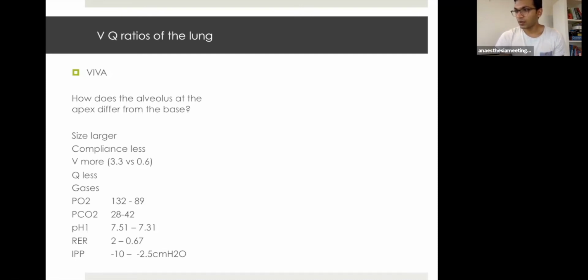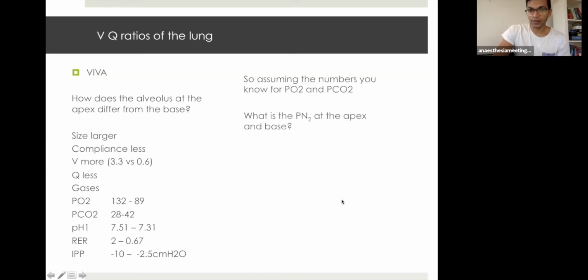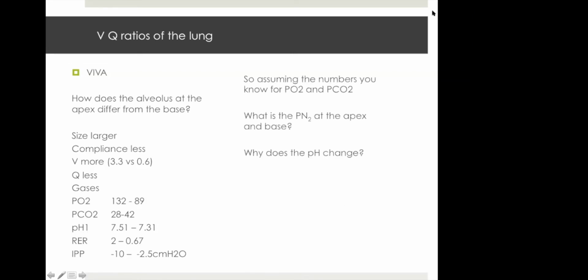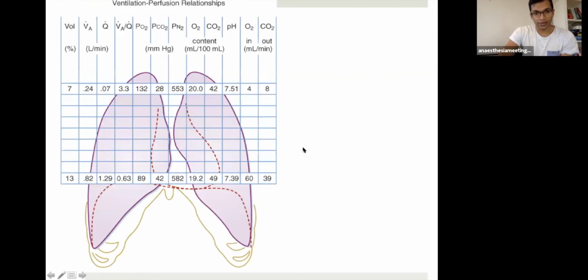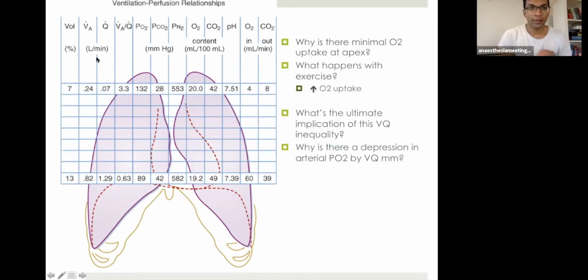Why does the pH change in this, Annie? Because I think the CO2 is different. Yeah, exactly. It pretty much reflects the PCO2, so that is correct. And this is that West graph with all the ratios and amounts. It goes into some other values, talking about content as well, and then mLs in and out for O2 and CO2.